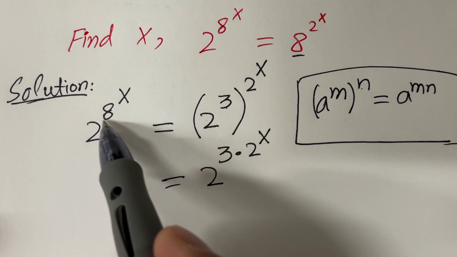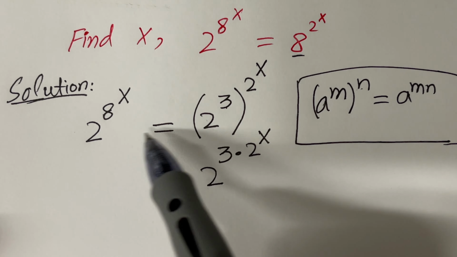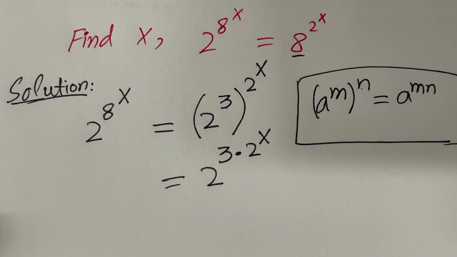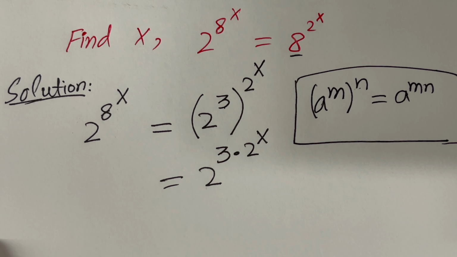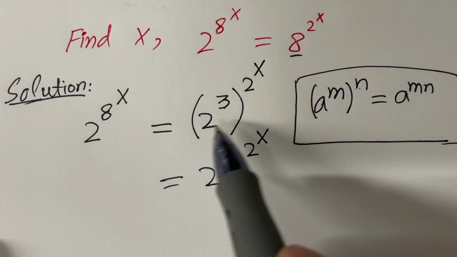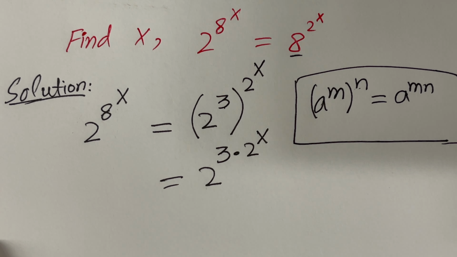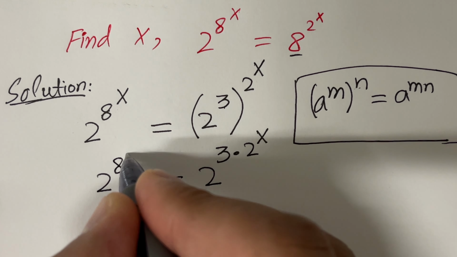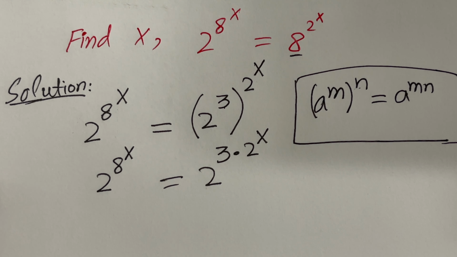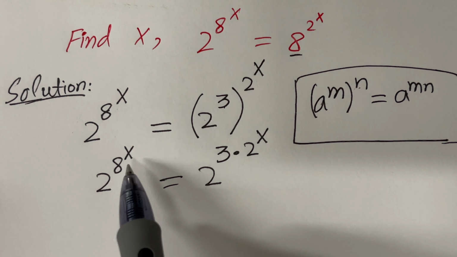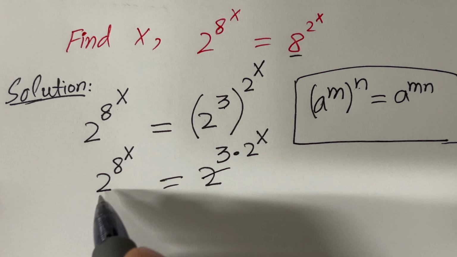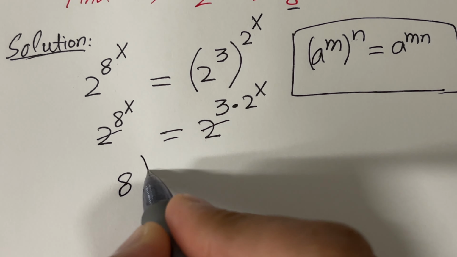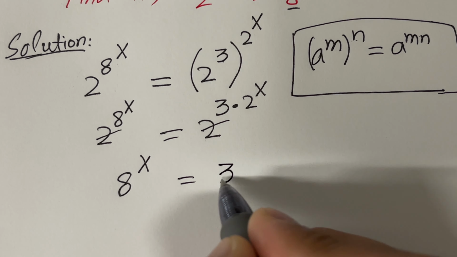I cannot just multiply 8 and x together because I don't have parentheses. If I had parentheses here, then I could have used this property. And that's the difference between power towers and ordinary powers. The left hand side is just the same as it was, 2 raised to the power 8 raised to the power x. Now I can get rid of the 2's because since the bases are the same, the exponents are equal.